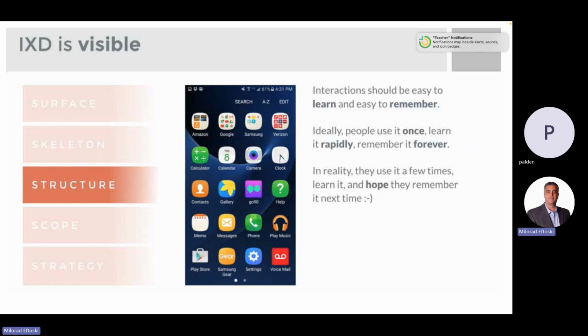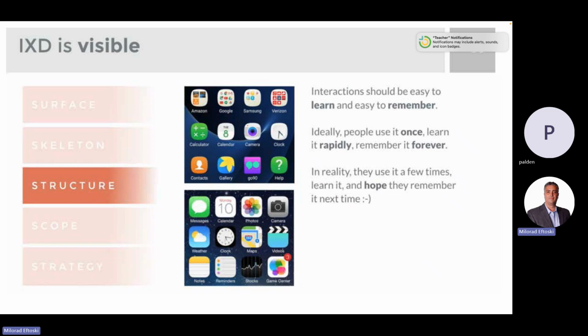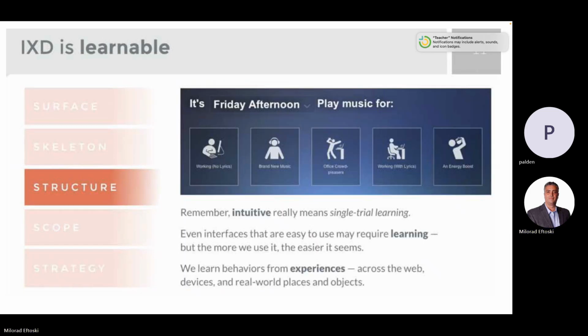Your brain has pattern recognition of what to do to go to that area, whether you're checking your Instagram feed or going to another app. Your brain recognizes the pattern of what it has to do. And of course, whether it's a different OS for Apple or Android, they're all very similar. Remember, intuitive really means single trial learning. Even interfaces that are easy to use may require learning, but the more we use it, the easier it seems. What I mentioned earlier, we learn behaviors from experiences across the web, devices, and real world places and objects.